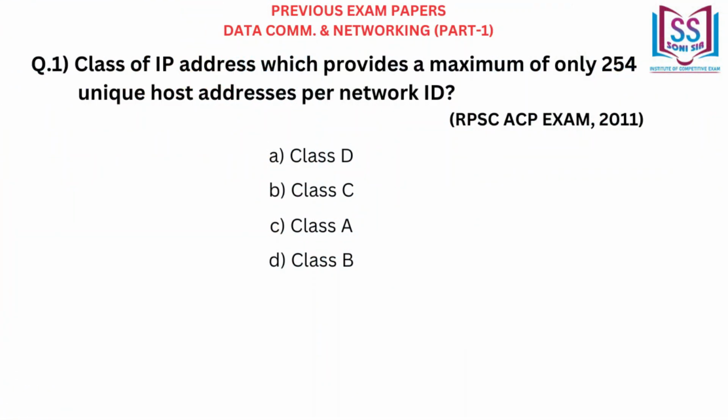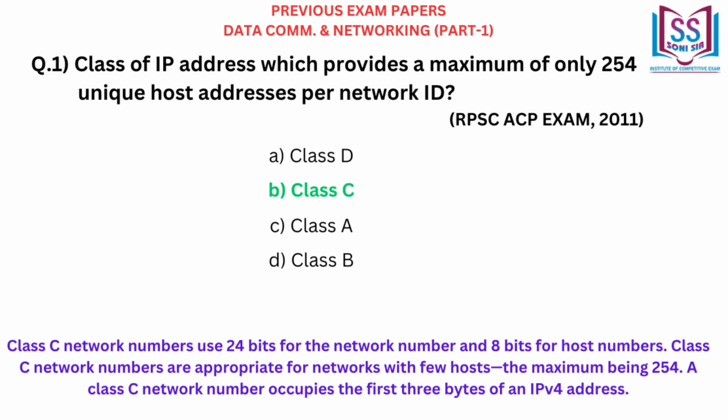Class of IP address which provides a maximum of only 254 unique host addresses per network ID. A. Class D. B. Class C. C. Class A. D. Class B. Correct answer B. Class C.